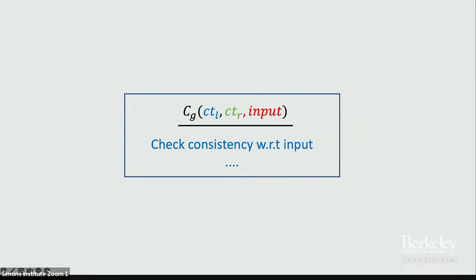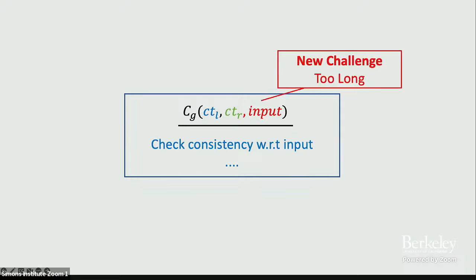So our next idea is to modify this circuit CG to have it take the entire input to the input circuit as input, and it will internally check the consistency of its ciphertext with respect to the input. The issue with this approach is that the input length is too long, because we are only allowed to use I/O for small-size circuits.